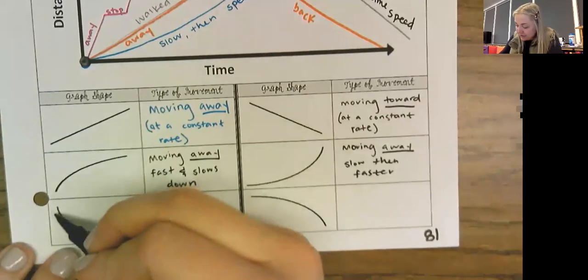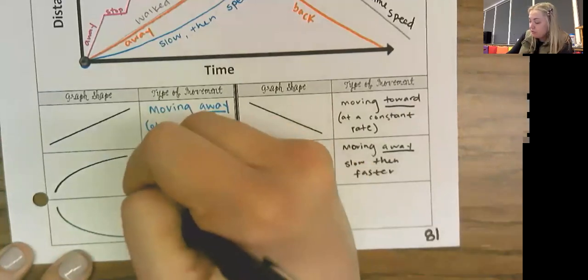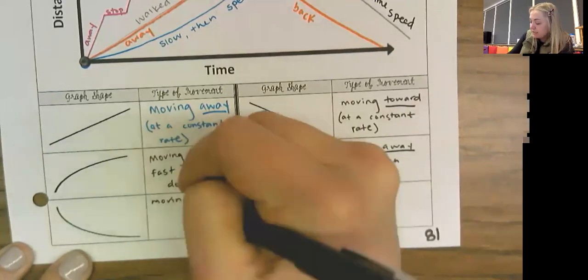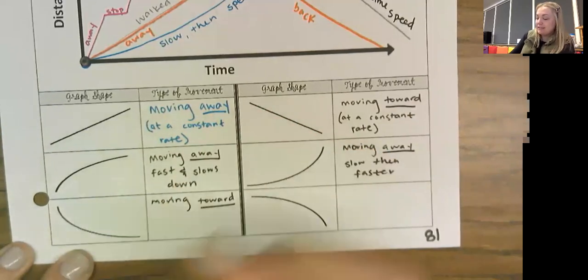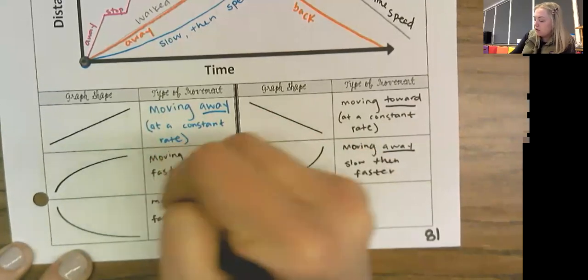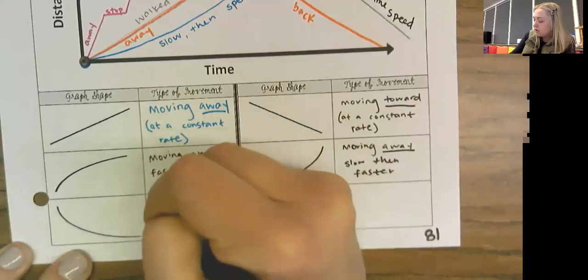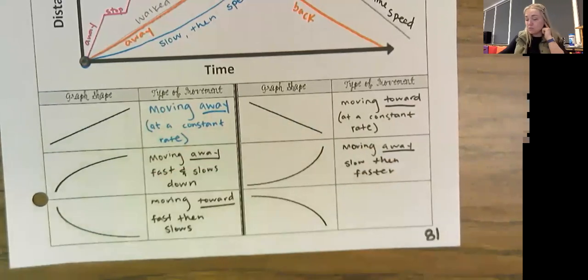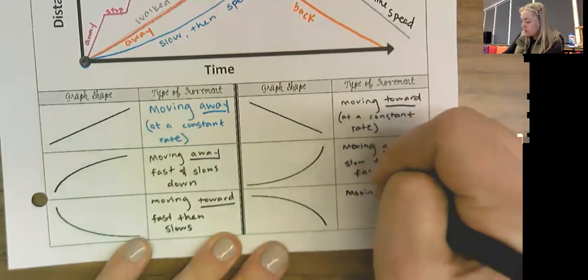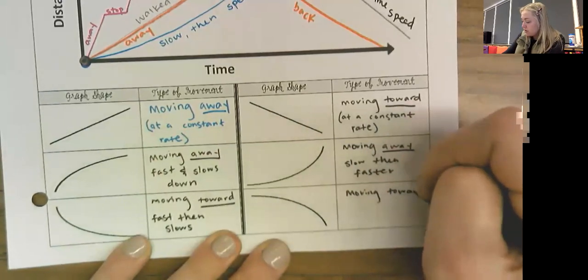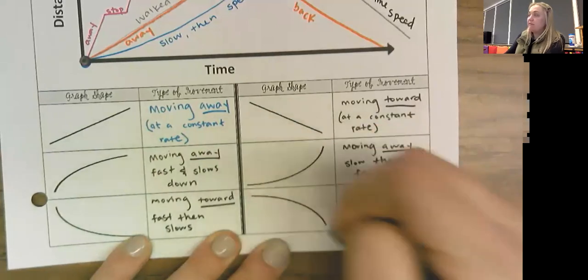Okay, this one's decreasing the whole thing. So you're going to be moving toward whatever it is. And that is starting out fast then slow. And this next one is also moving toward. And it starts off slow then fast.